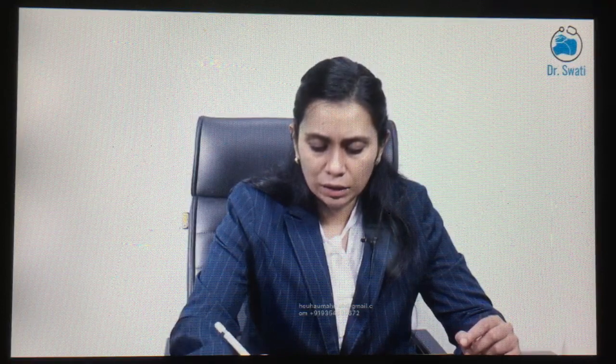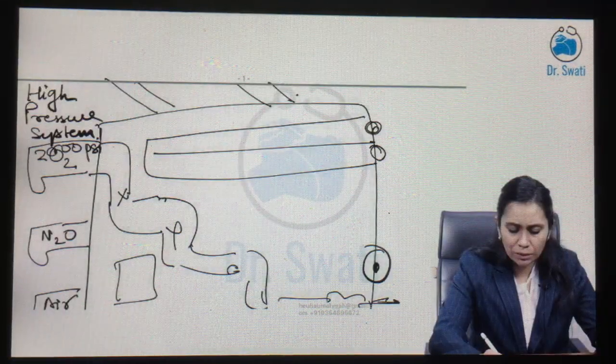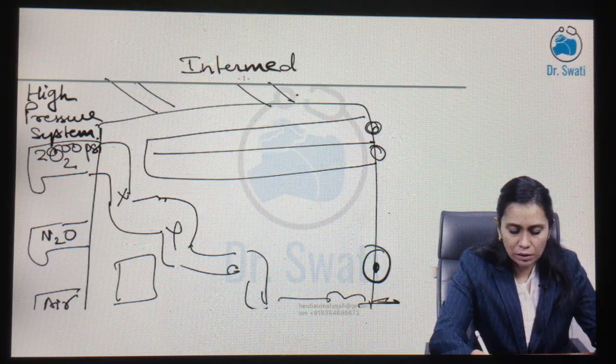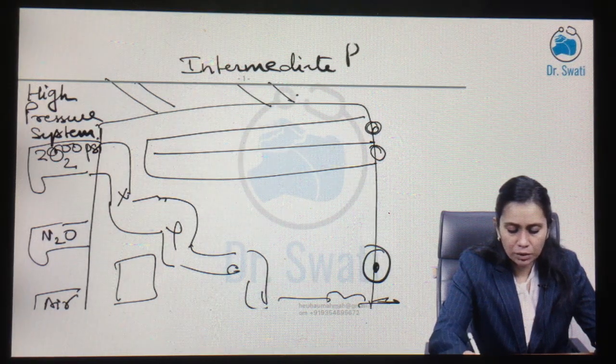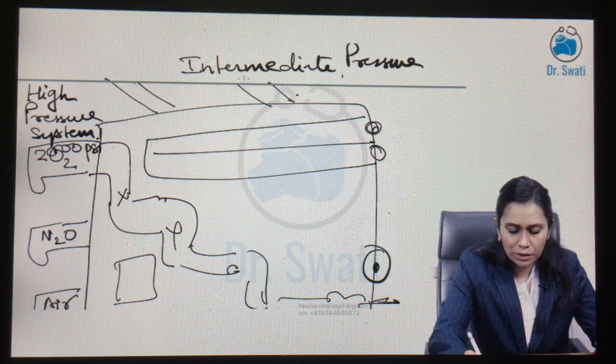Then see the roof of the machine or the sidewall. What is attached? Pipeline. This pipeline supply comes under the second part of the machine. We call it the intermediate pressure system. So this is the second part of the machine, the intermediate pressure system.